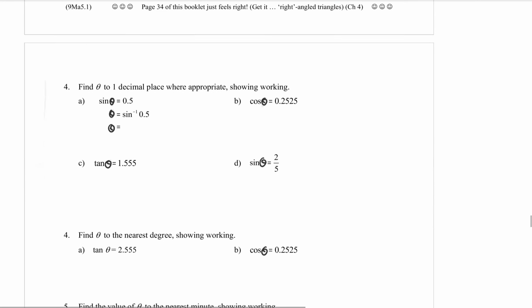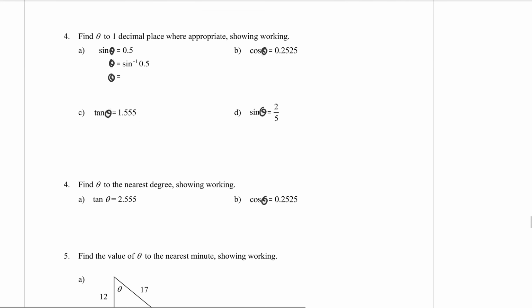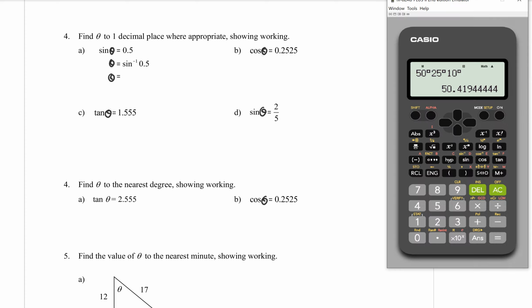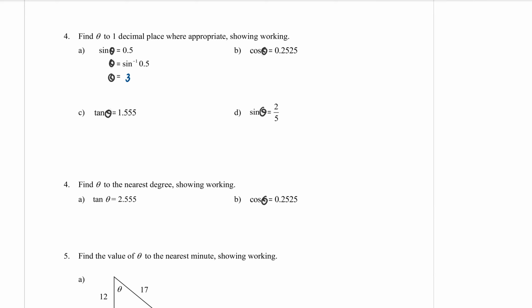So question four on the next page, a little bit more practice finding theta correct to one decimal place. So the first one, we've done some of the working out for us. If we have sine theta equals 0.5, to get the theta by itself, it means we have to inverse sine the 0.5. And then the last step is to do that on our calculator. So inverse sine of the 0.5 is 30 degrees.